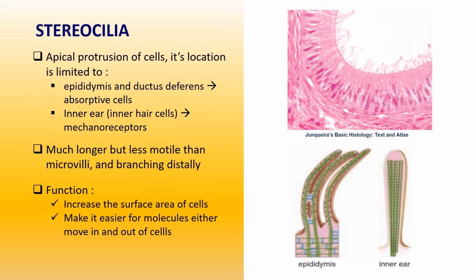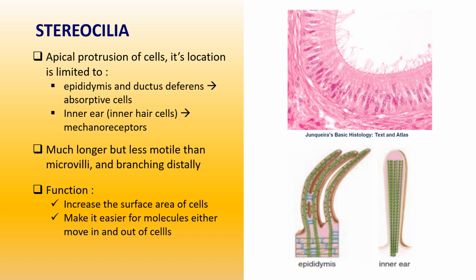The second type of modification of the apical cell is stereocilia. Stereocilia are apical protrusions of the cell. Their location is limited to the epididymis and ductus deferens as absorptive cells, and in the inner ear as hair cells, which act as mechanoreceptors.